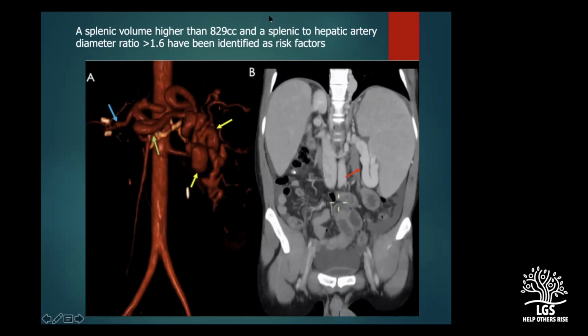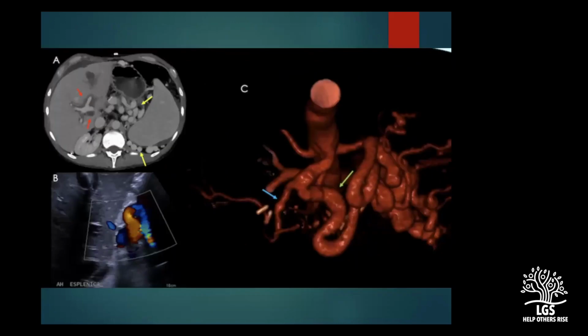And again, the way to identify this is looking at the splenic artery to hepatic artery ratio. If it is more than 1.6, that means the splenic artery is 1.6 times the size of the hepatic artery. That's when it is considered a risk factor for splenic steal syndrome. This is another view of the same thing wherein you can see chunky splenic arteries.